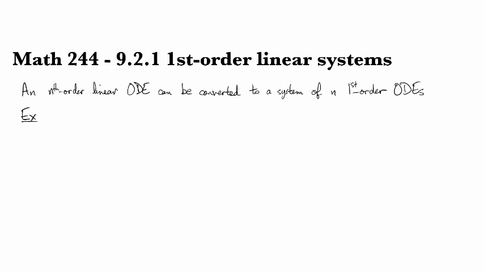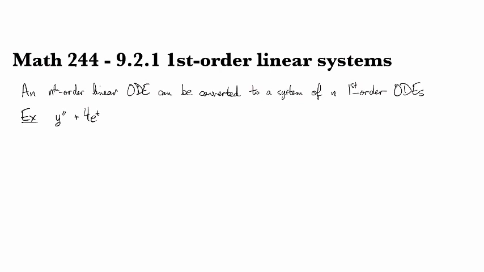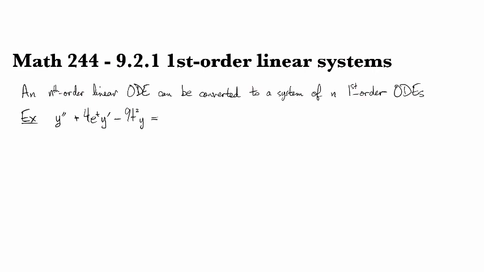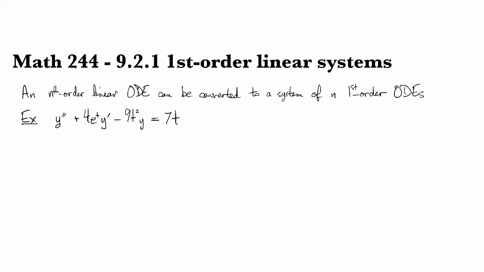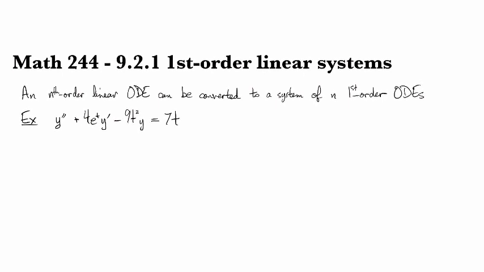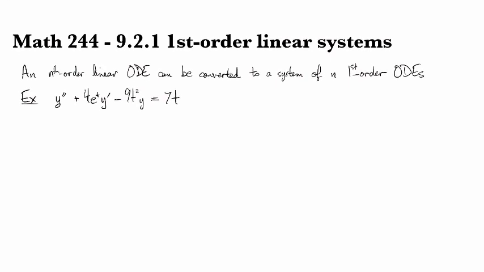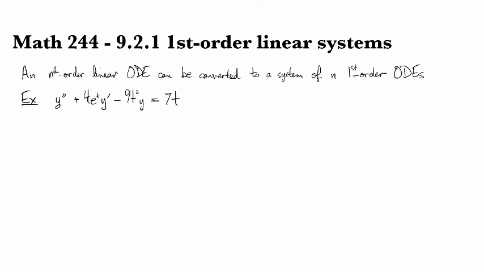So suppose we've got a second order ODE like y double prime plus 4e to the t y prime minus 9t squared y equals 7t. Okay, so this guy is non-homogeneous. It's linear, but it does not have constant coefficients because the coefficients depend on the variable t. Okay, so the technique for converting this into a system is really simple.